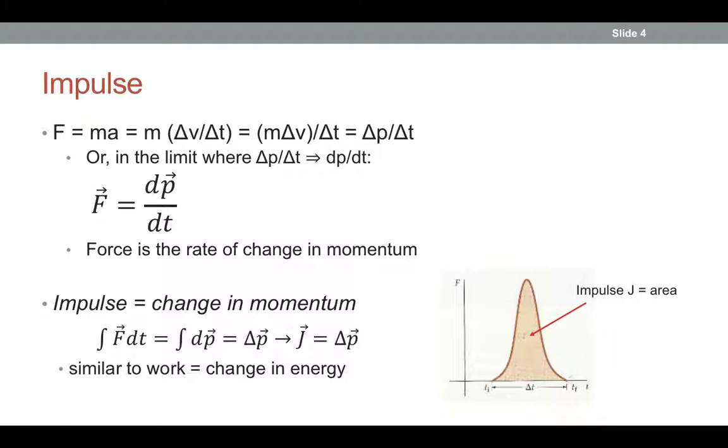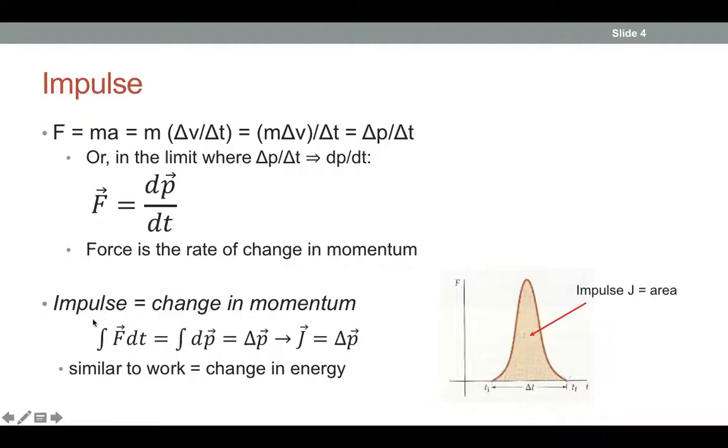Now, we can also look at Newton's second law of motion, F equals ma, and rewrite it a little bit, saying it's mass times the change in velocity divided by a time interval. Then take the mass and multiply it by the change in velocity. And this right here is just the change in momentum. So in one sense, force is just the change in momentum divided by the change in time. Or if we take the limit as these changes become infinitesimally small, we see that the force is the rate of change of momentum. This is just an alternative way of writing Newton's second law.